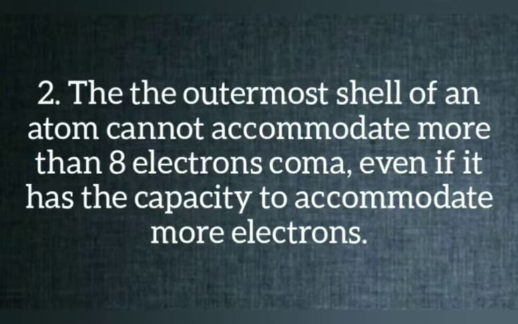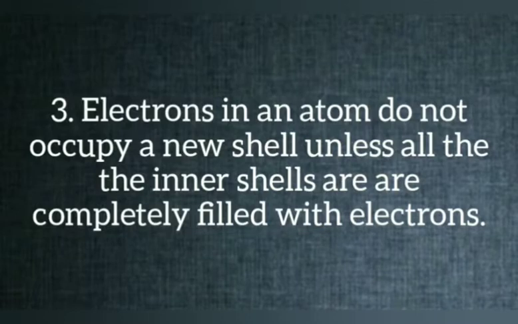The third rule says electrons in an atom do not occupy a new shell unless all the inner shells are completely filled with electrons. Means unless the first orbit is filled with 2 electrons, the next orbit will not have any electron. In the second orbit, unless the 8 electrons are filled, the electrons will not go in the third orbit, and so on. Let's understand these with some examples.